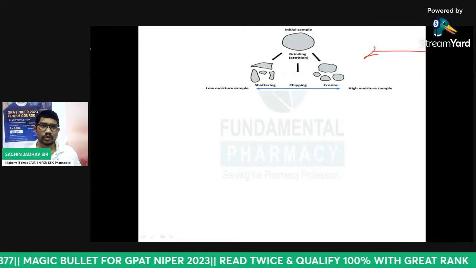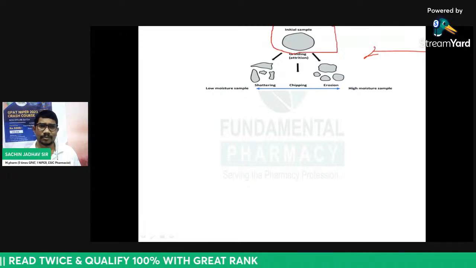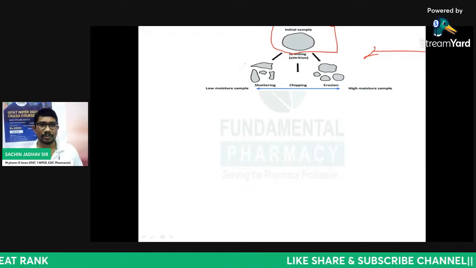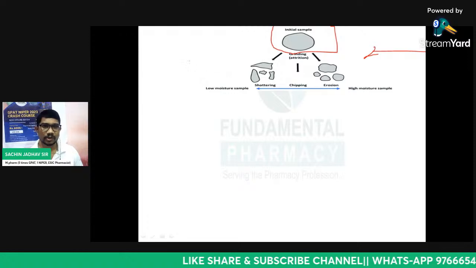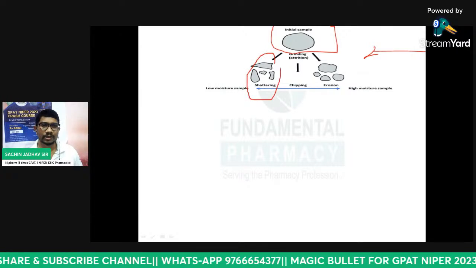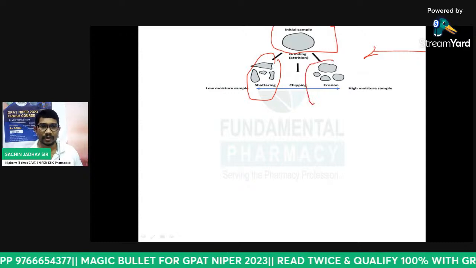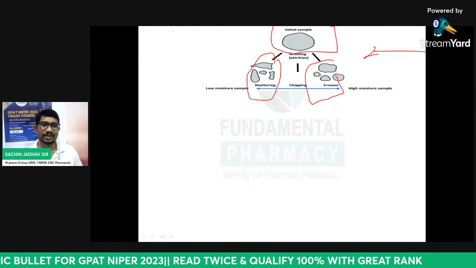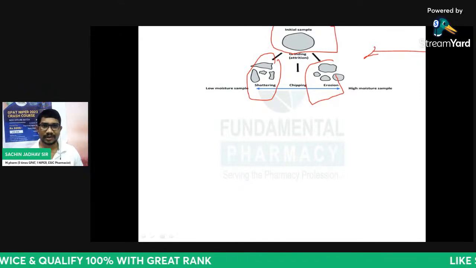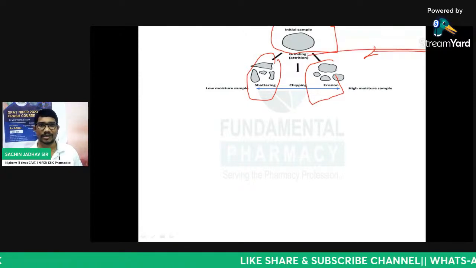You can see over here, the initial sample is large in size. After grinding this sample in either a mortar and pestle or by using different mills, you are going to get a breakdown product. That breakdown product is nothing but small particles as compared to the parent one. So that is the size reduction. Decrease in the particle size of the original material is known as size reduction.